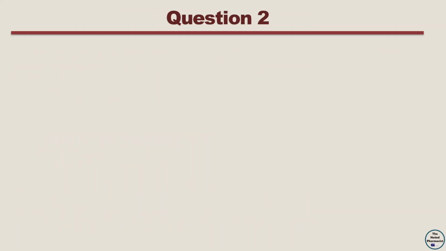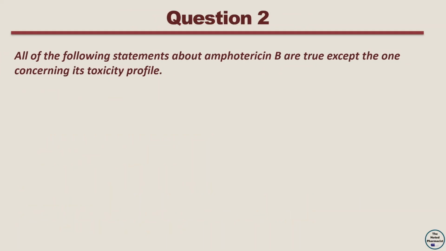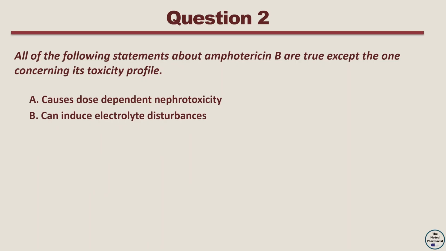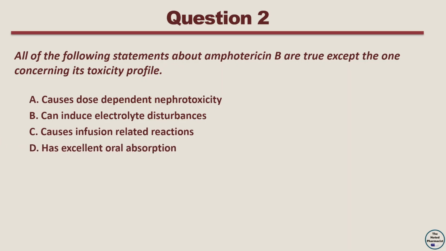Question 2. All of the following statements about amphotericin B are true except the one concerning its toxicity profile. Option A. Causes dose-dependent nephrotoxicity. Option B. Can induce electrolyte disturbances. Option C. Causes infusion-related reactions. Option D. Has excellent oral absorption. Option E. Binds ergosterol to form pores.